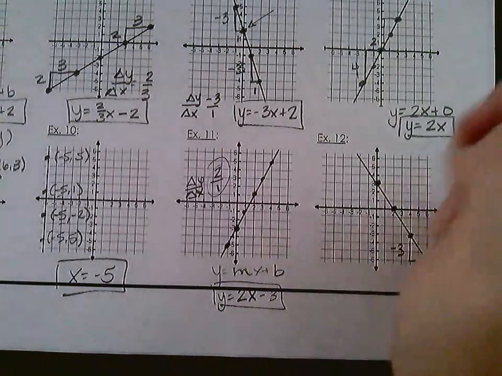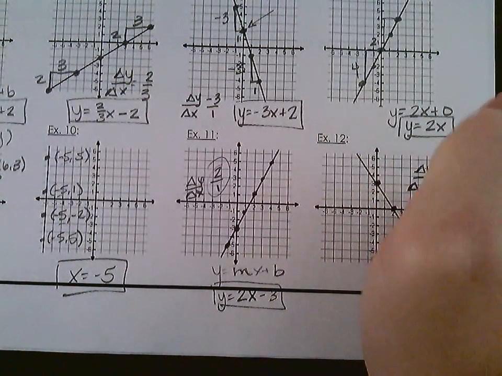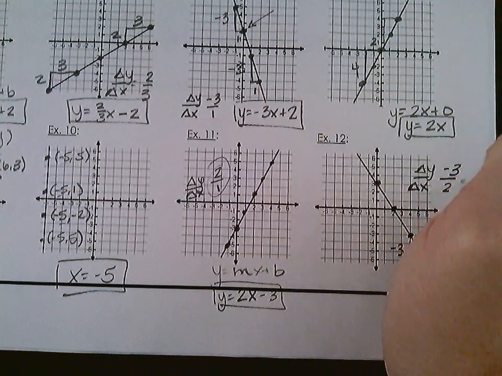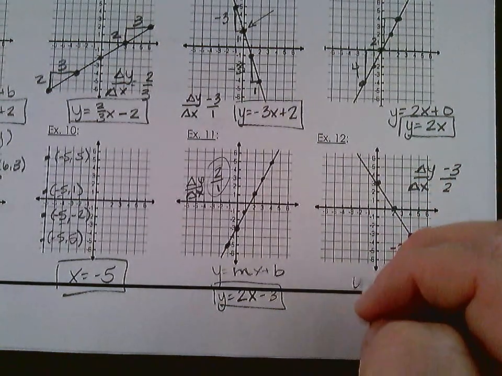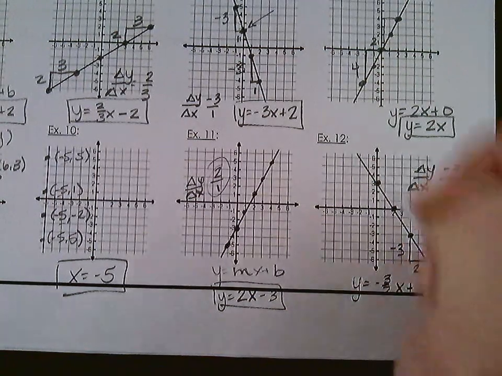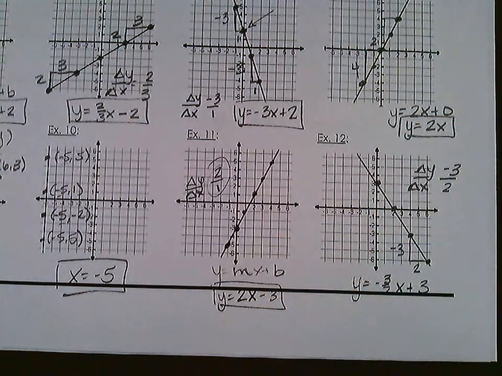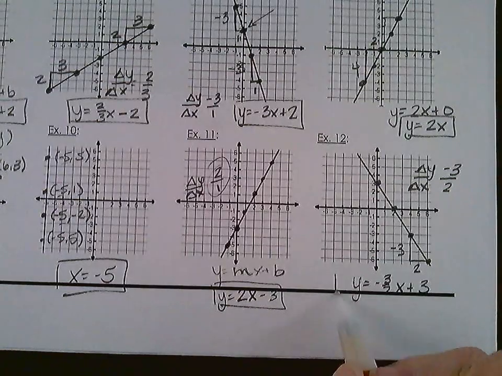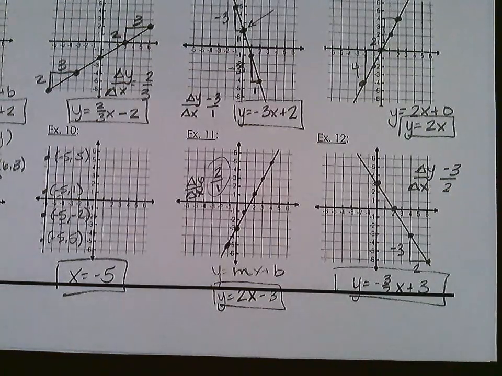So that means my change in y divided by my change in x means I'm going down 3 to the right 2. So my slope is -3/2. So y is equal to -3/2 x plus a value of 3, because up here it's crossing at my y-intercept of 3. All right, so those are your first two scenarios.